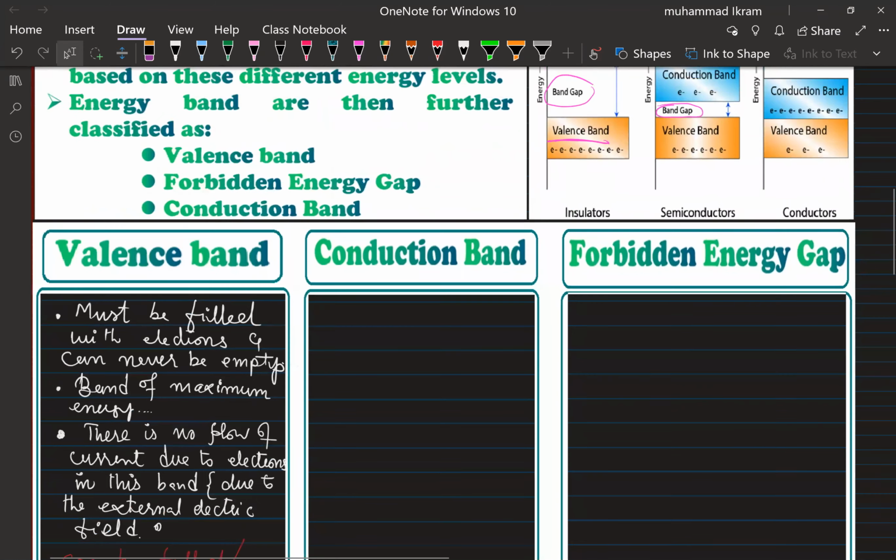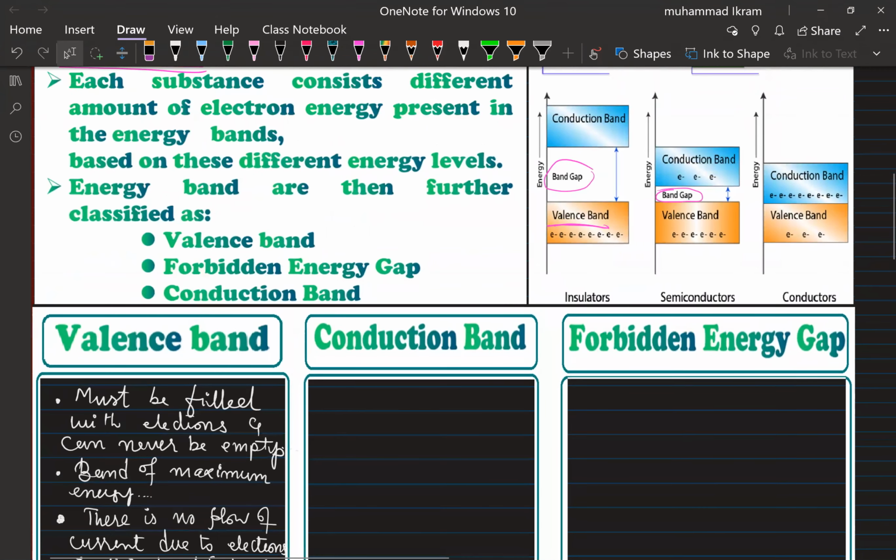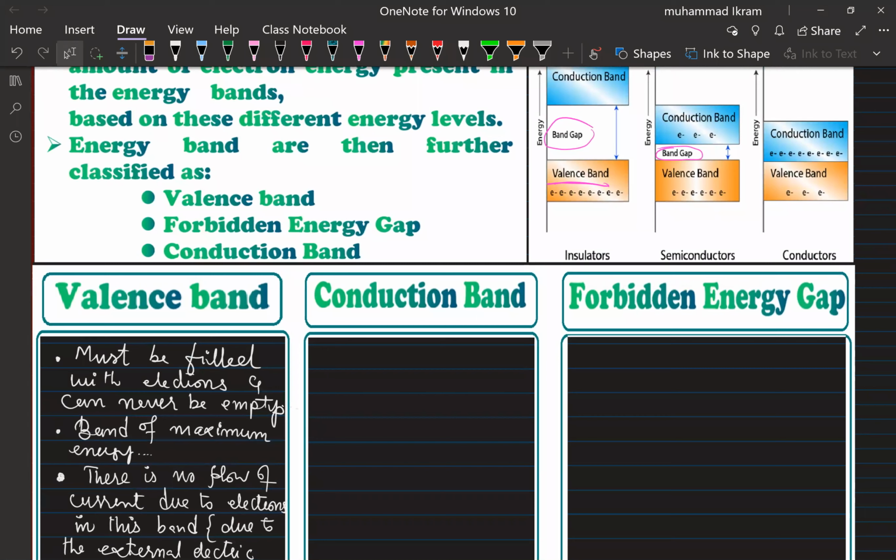The next important point is the conduction band. Now, what is the conduction band? We sometimes call this the higher energy level band.